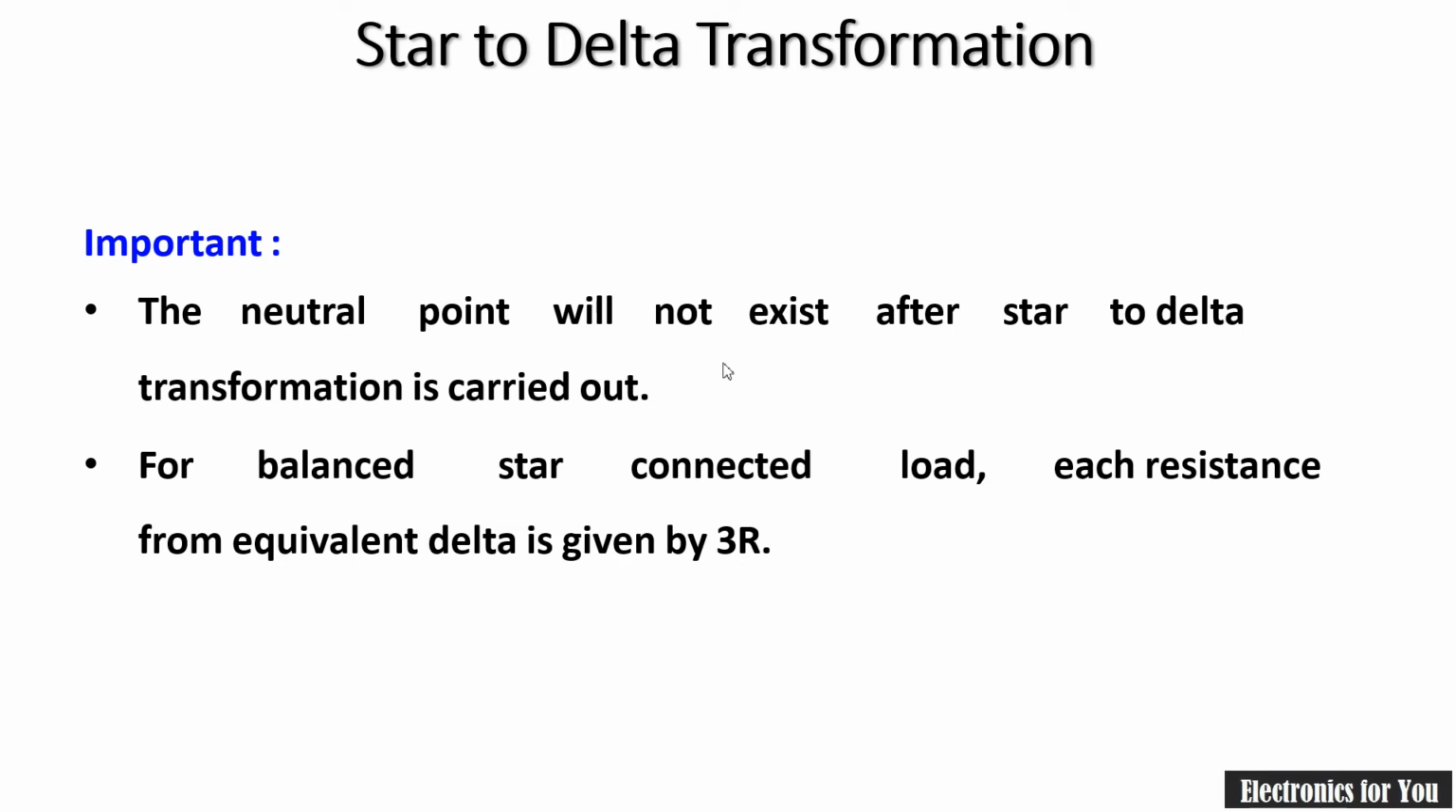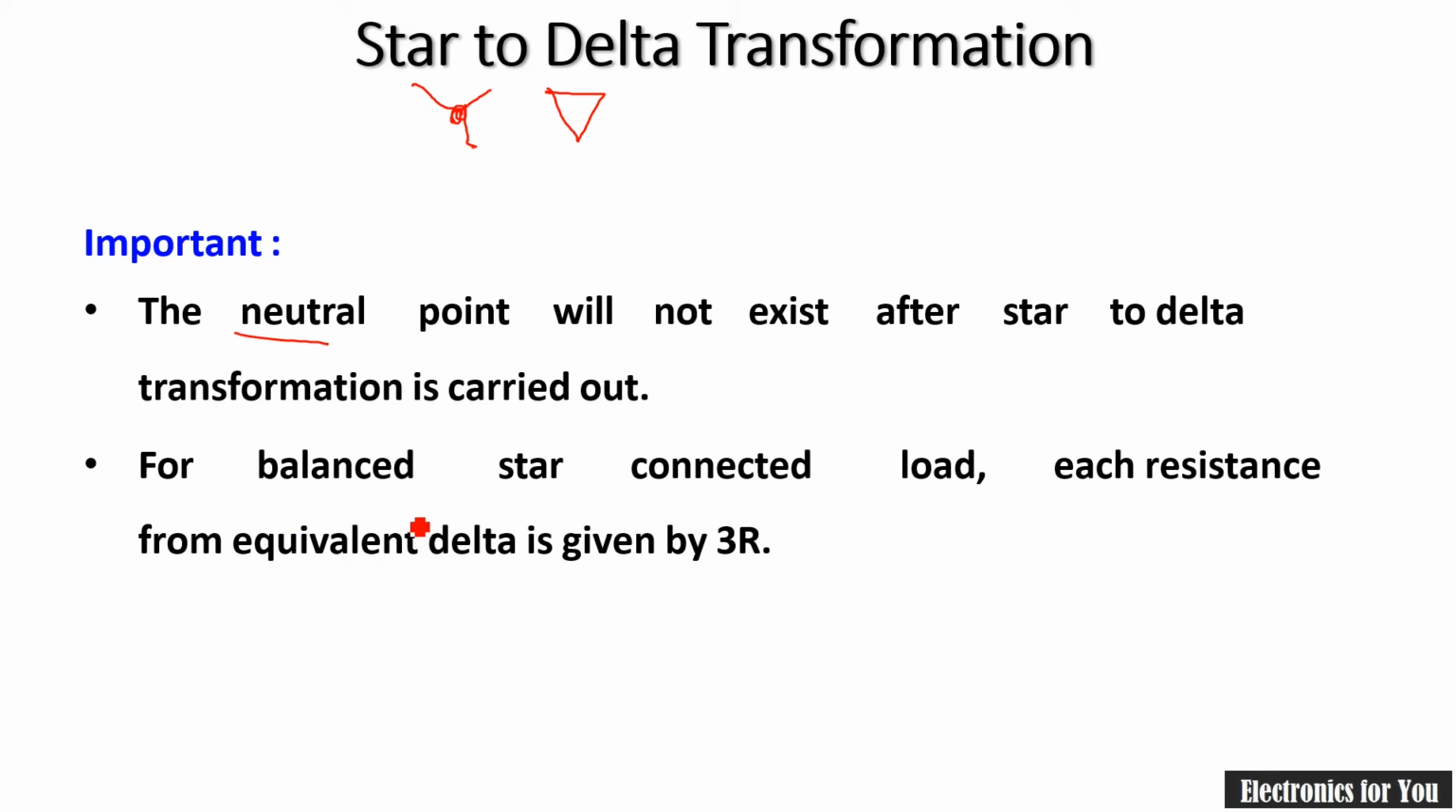Now important points to be remembered are: the neutral point will not exist after star to delta transformation is carried out. So here in star connection generally we are having a neutral point, but in delta connection we do not have any neutral point, so the neutral point will not exist here if the transformation takes place.